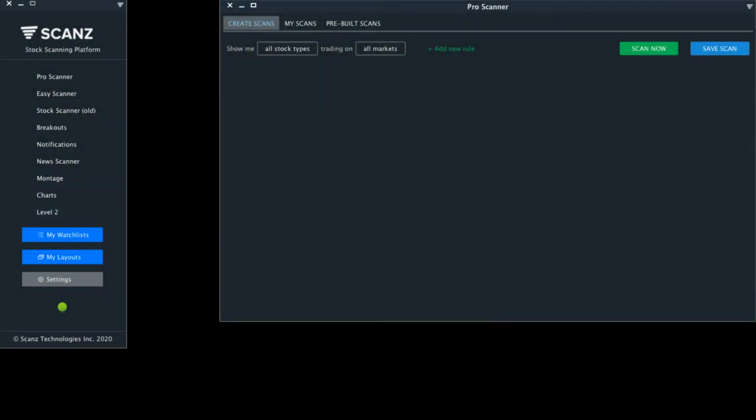A great scan starts with great rules and filters. Today, we're going to discuss how you can use moving averages to create better scans. A moving average is simply an average of a stock's price over a given time period. For example, the 50-day simple moving average is an average of a stock's closing price over the past 50 days.